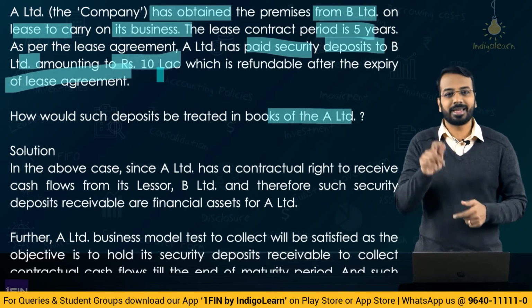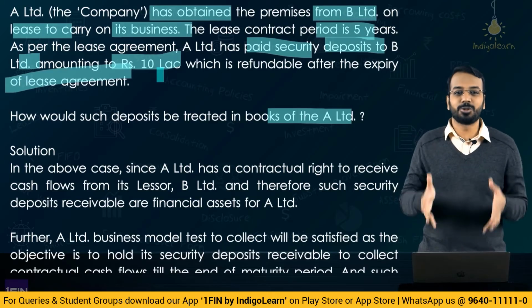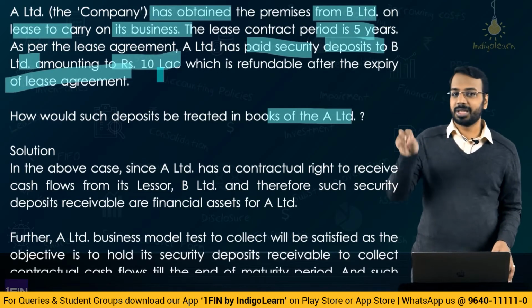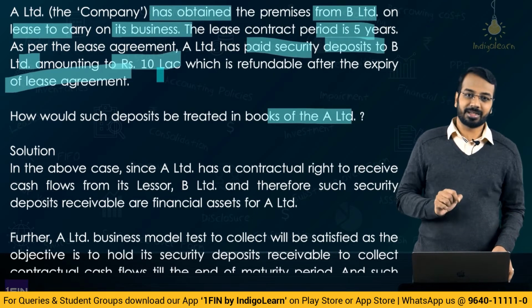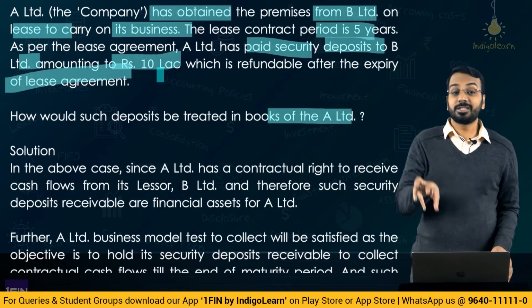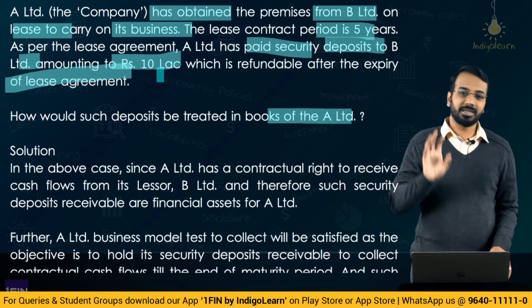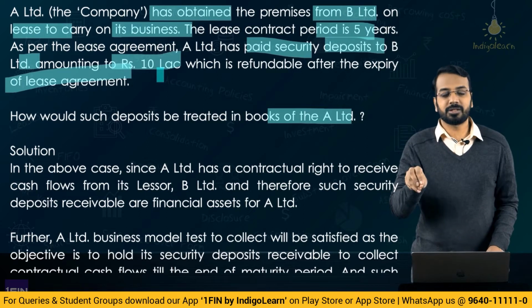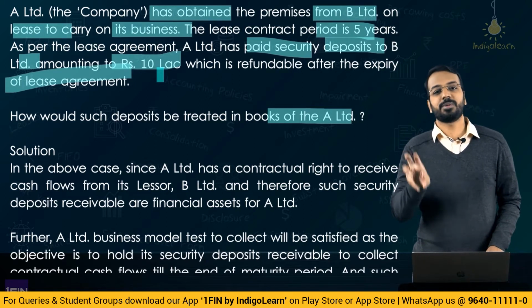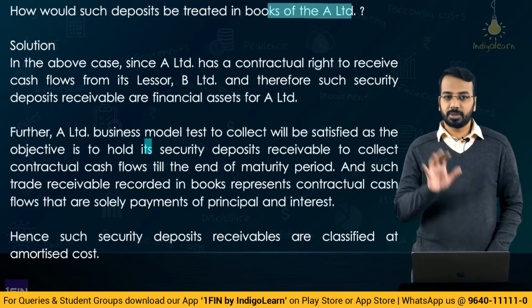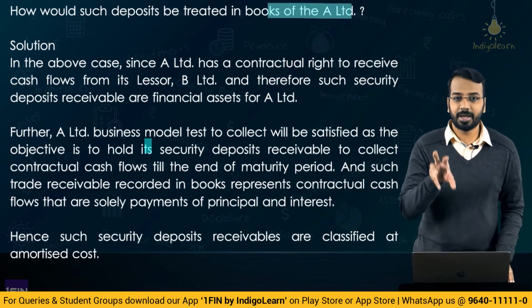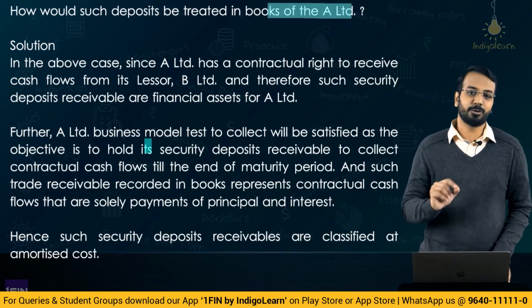You do not go in the market and sell the deposit, right? The intention would not be to sell the deposit or sell the financial asset and collect cash. So the business model test is to collect the principal and the interest, and the contractual cash flow test also is solely the payment of principal and interest, right? So in this case you will measure it as financial asset measured at amortized cost.